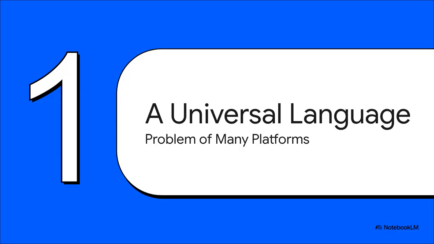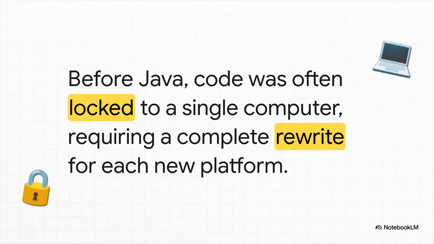We need to go back in time a bit, to a world where every computer basically spoke its own language. You know, back in the early 90s, things were messy. If you wrote a program, you wrote it for one specific machine. A Windows PC with an Intel chip, a Mac with a PowerPC chip, you name it. If you wanted your app to work on another platform, you had to basically rewrite the whole thing. It was slow, it was expensive, and it was a huge pain.